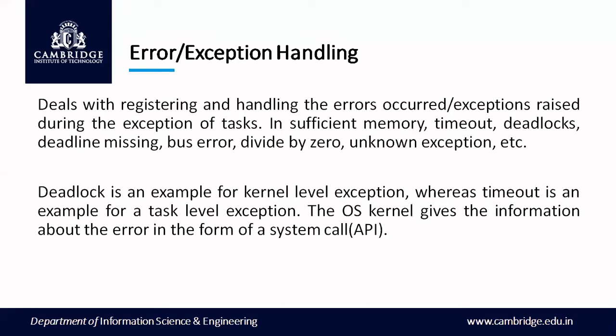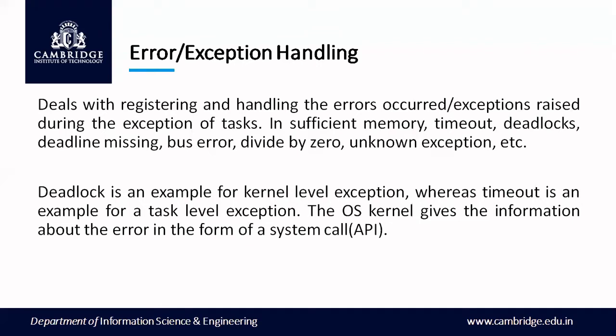Then deadlock. You are aware of deadlock also. It is an example of a kernel level exception, whereas timeout is an example of a task level exception. So deadlock is an example of a kernel level exception, where your process or task will be held. You will not be able to come out of that particular task where it is held. That is nothing but lock or deadlock. Timeout is an example of a task level exception.